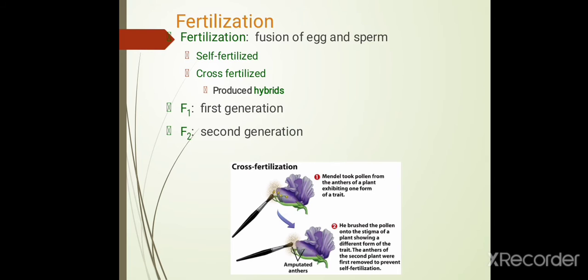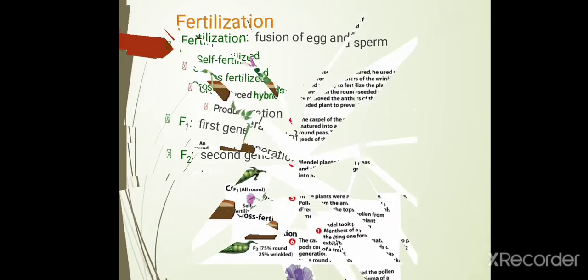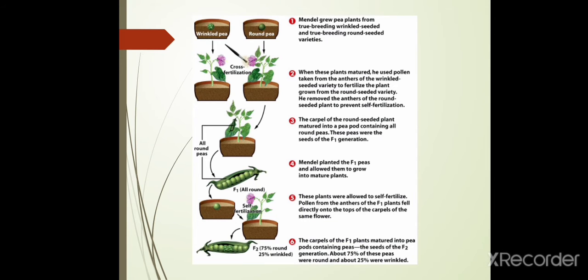The next one is fertilization. It says here that fertilization is the fusion of egg and sperm. We have these two types of fertilization. The first one is self-fertilization. When we say self-fertilization, it is a fusion of sperm and egg from the same plant. While cross-fertilization, which is the second type of fertilization, is a fusion of egg and sperm from two different plants. So we have here the process in pea plants, as you can see in the picture.